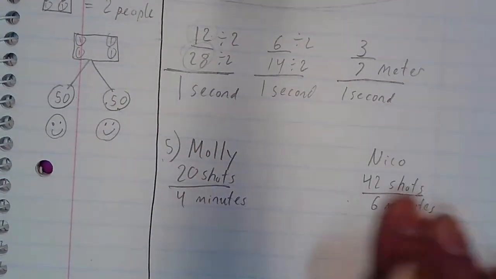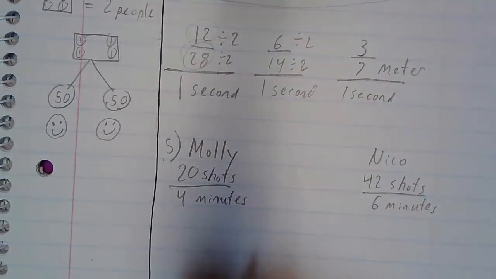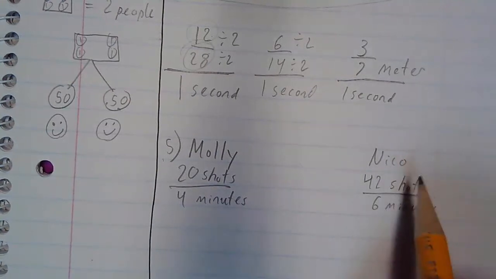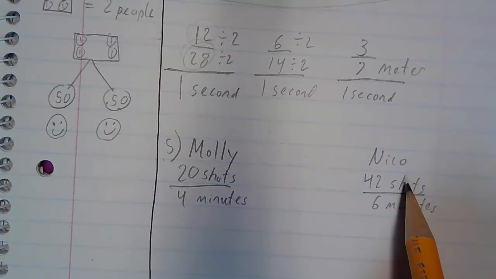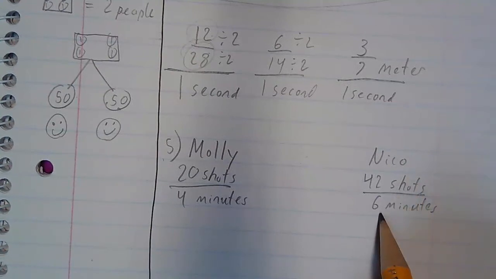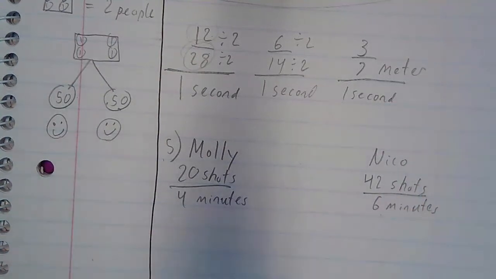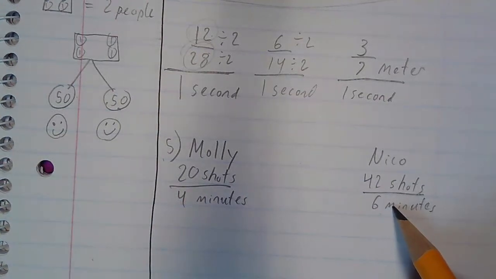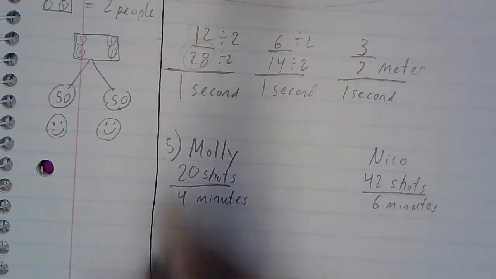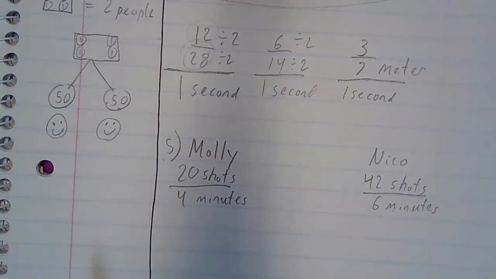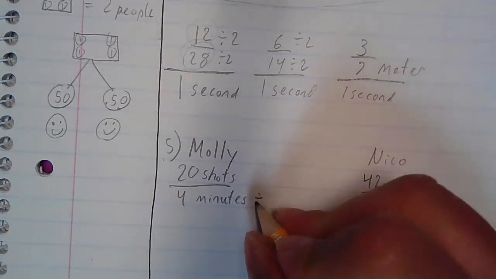If you just look at this, it looks like Nico made more shots per minute. You could be right. But we want to know per minute. Look, here's the deal. Why am I saying this? Nico has been shooting for longer, 6 minutes. So obviously, if you have more time to play the game, you're going to make more shots. But here's what we've got to do. We've got to simplify. The denominator has to be 1.